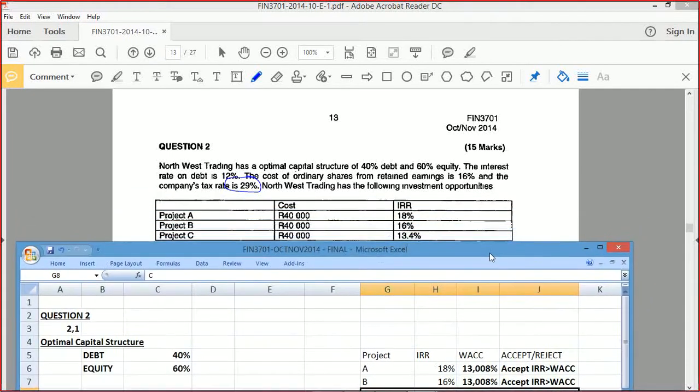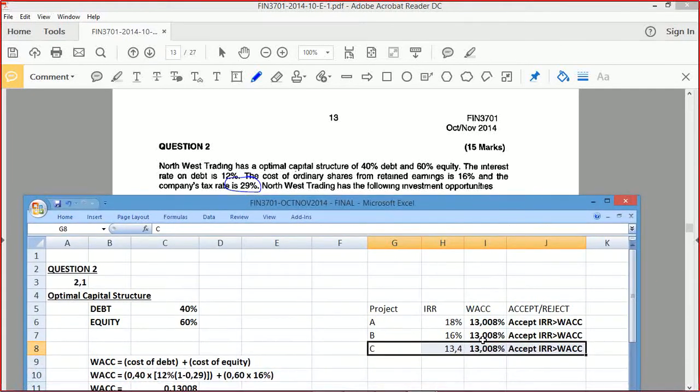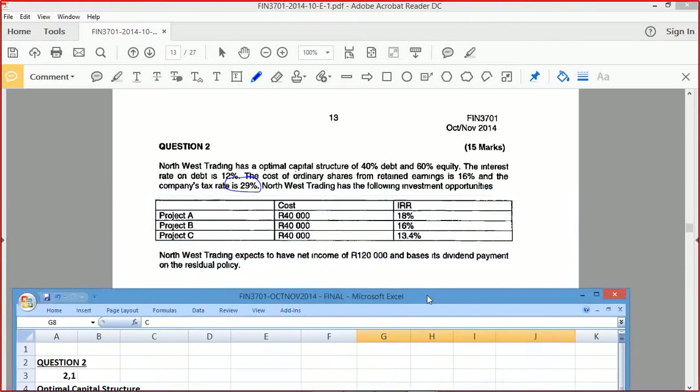Okay. Yes, man. I don't know why I didn't read that. Yeah, even if you use 13.1, it's still bigger. So all of these will be accepted. Okay. Something else would be: is this mutually exclusive or okay?